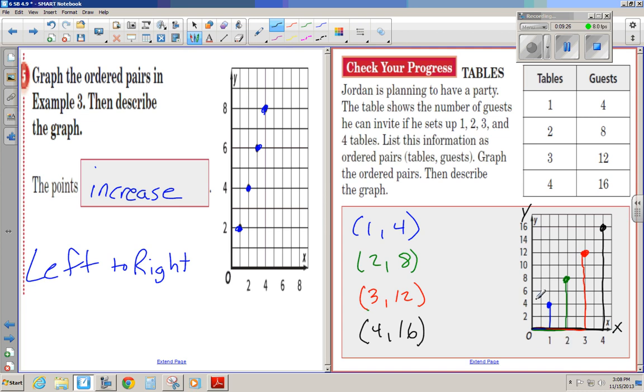Go to the right first, then up. And you describe the graph as increasing. It increases.